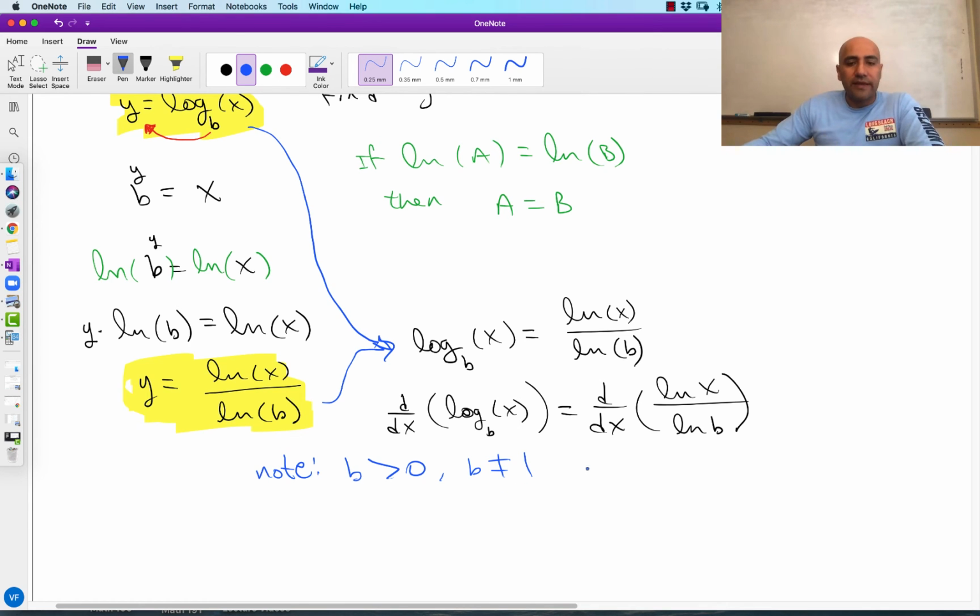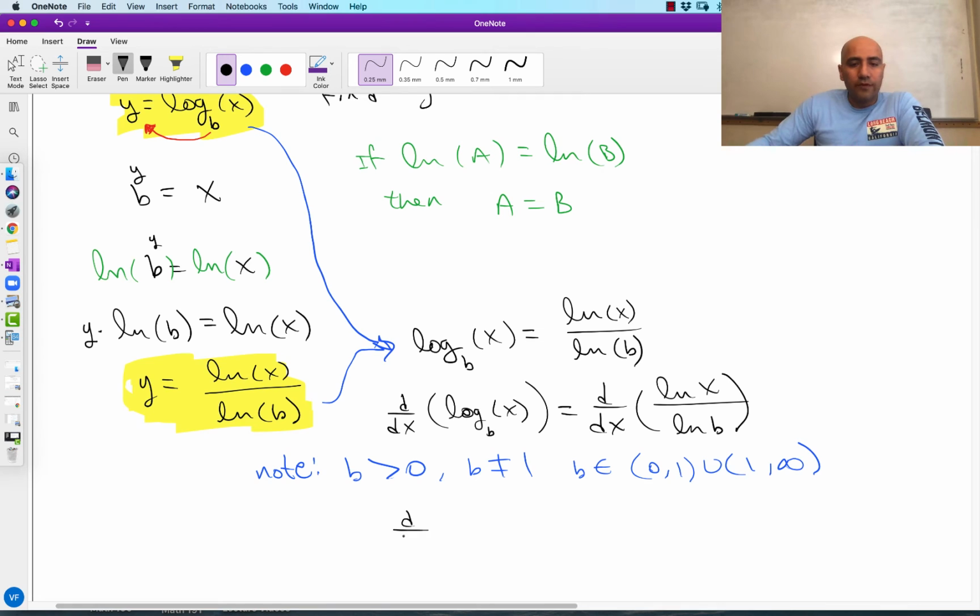Another way of saying that is that b is a member of the set between 0 and 1, union 1 to infinity. They're both saying the same thing. Anyway, it's some constant to be selected. It's not the variable x. So we know from our work with derivatives that we can pull out that constant.